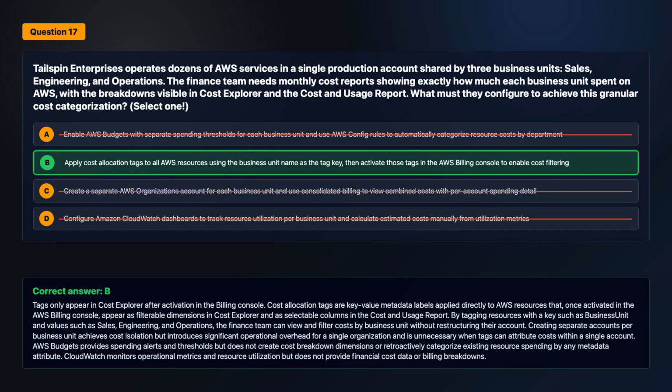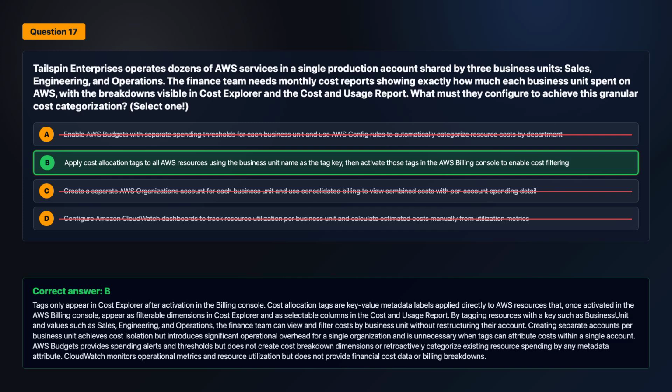The correct answer is option B. Tags only appear in Cost Explorer after activation in the billing console. Cost allocation tags are key-value metadata labels applied directly to AWS resources that, once activated in the AWS billing console, appear as filterable dimensions in Cost Explorer and as selectable columns in the Cost and Usage Report. By tagging resources with a key such as business unit and values such as sales, engineering, and operations, the finance team can view and filter costs by business unit without restructuring their account.